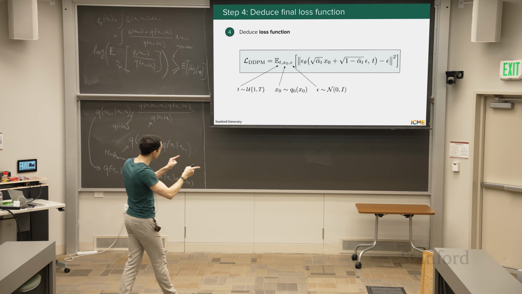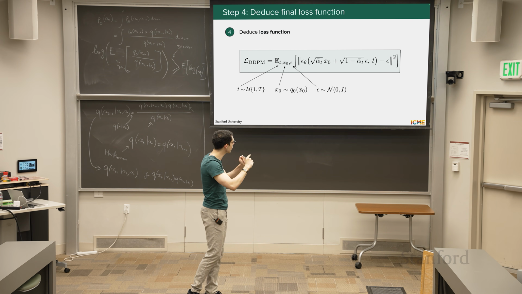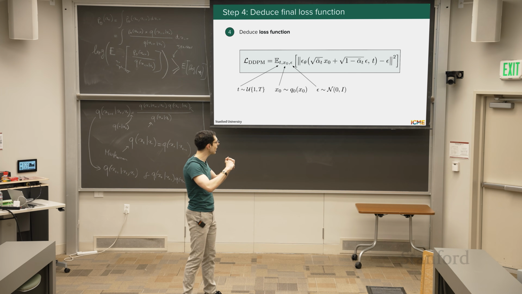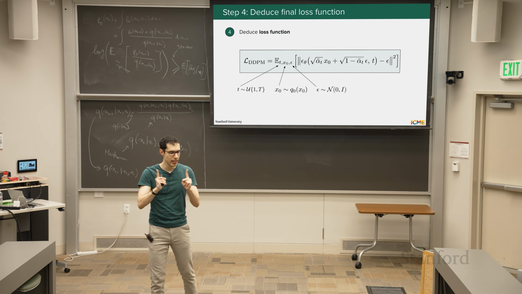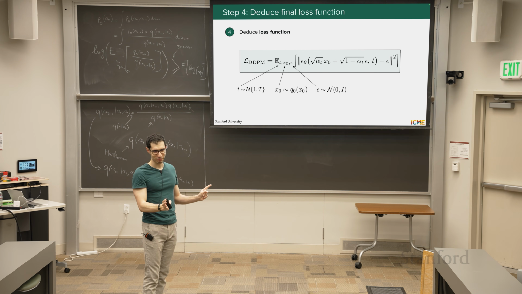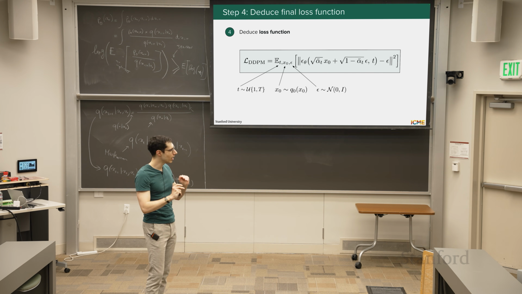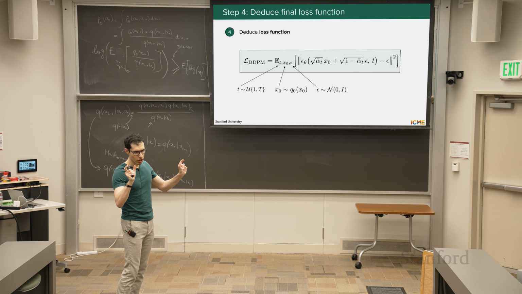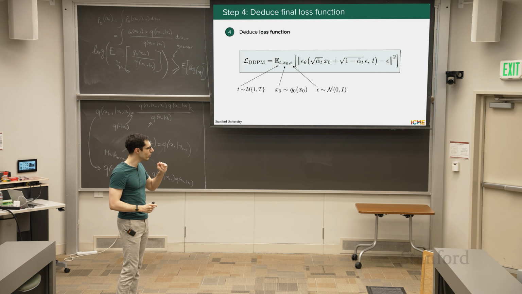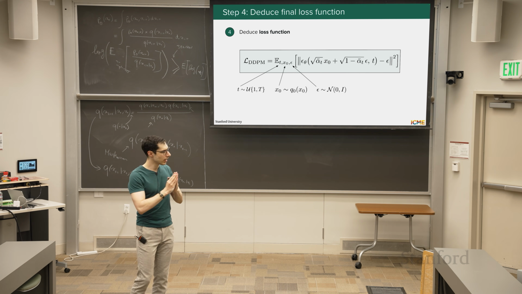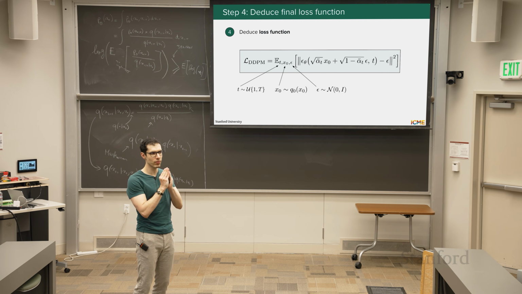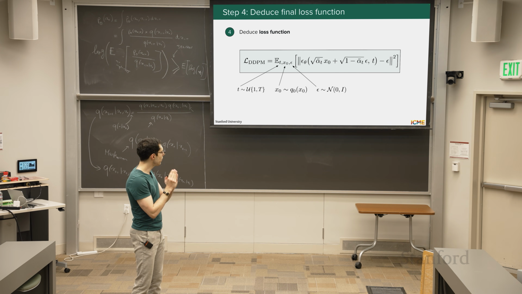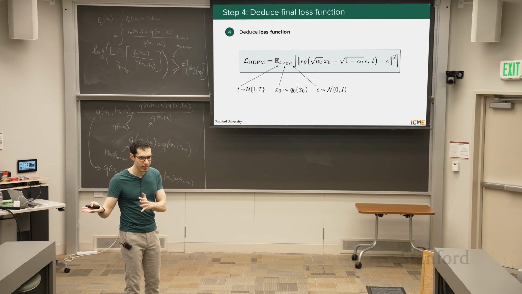And what is in the parentheses? Square root of alpha t bar x0 plus square root of 1 minus alpha t bar epsilon. This is equal to xt. So it's the noisy image, because you can go from the clean image and epsilon directly to the noisy image using the identity that we have seen. So in other words, it is saying, if I give you the noisy image, please compute the noise that was added and compare that to the actual noise that was added.